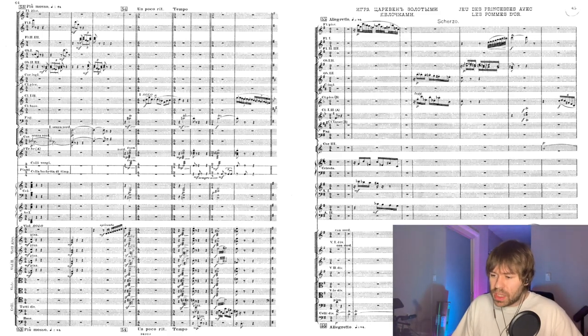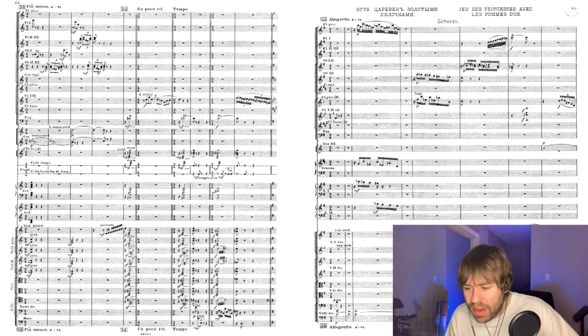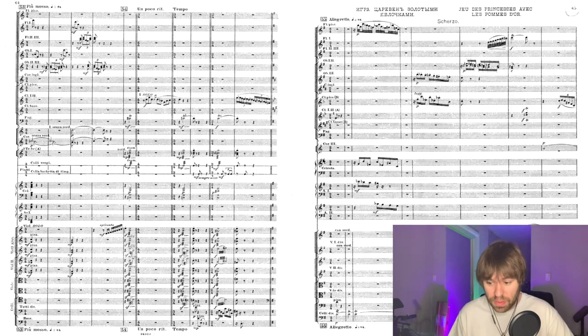What's interesting about this piece is how very much, again, Stravinsky is rooted in the Russian tradition here. We have a fast piece in 2-4, which to me, when I see that, I'm like, okay, we're going to have a Russian dance type feel, which is exactly what ends up happening.